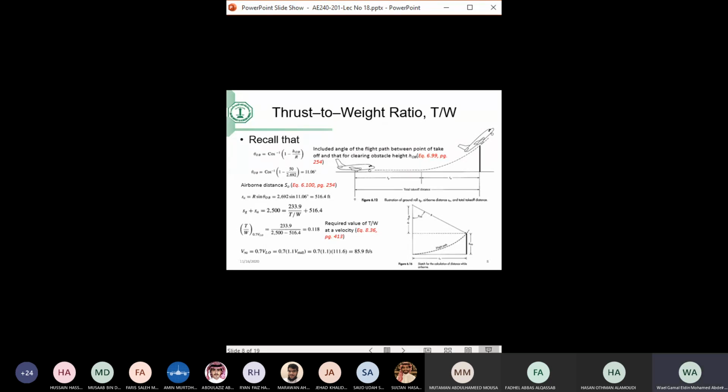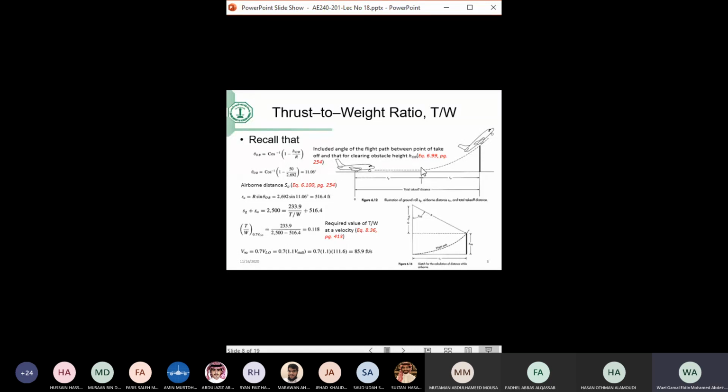However, since this is an internal combustion engine, it is not defined by thrust, it's defined by horsepower. As I always say, you go and buy a new car, you don't go to the dealer and tell him what's the thrust of this car. You ask what's the power of the engine of this car. So I need to convert the thrust which I have here to horsepower by multiplying by speed.